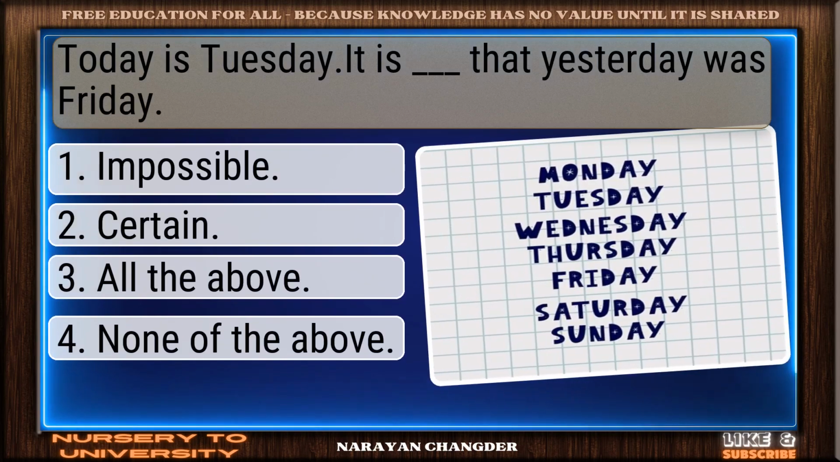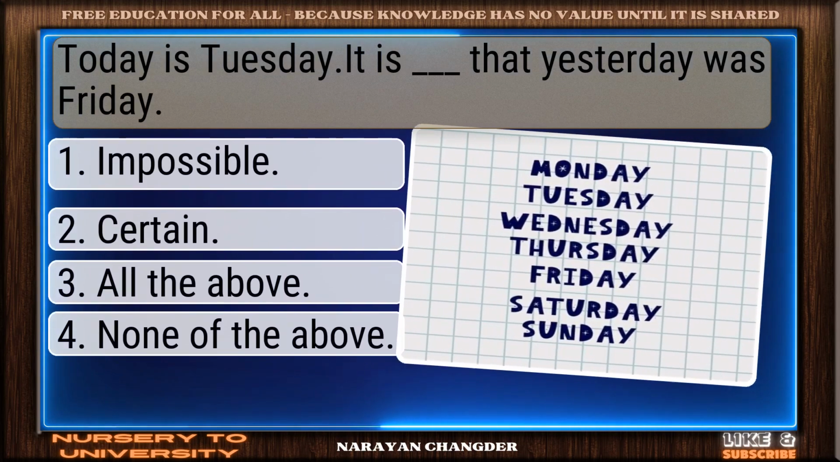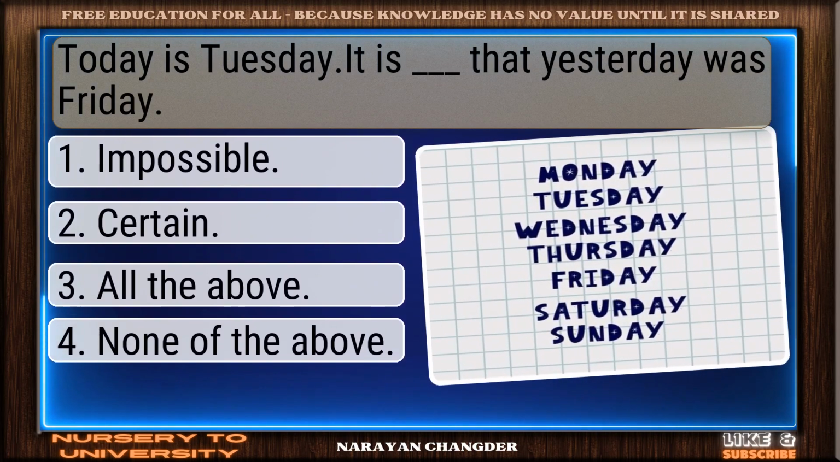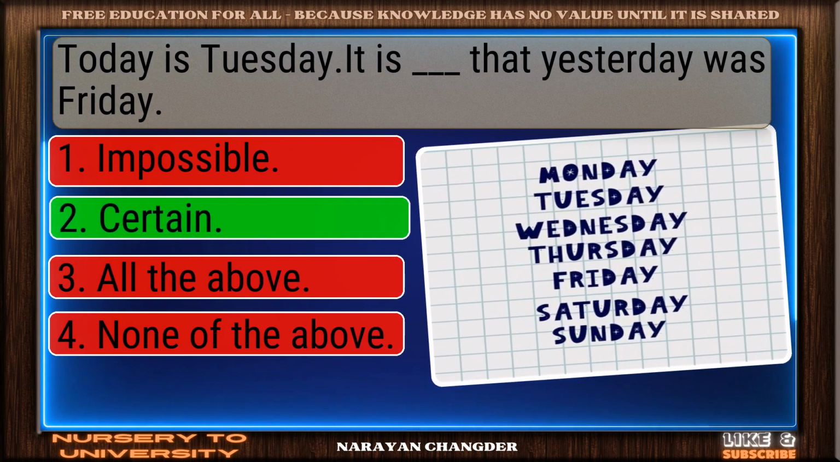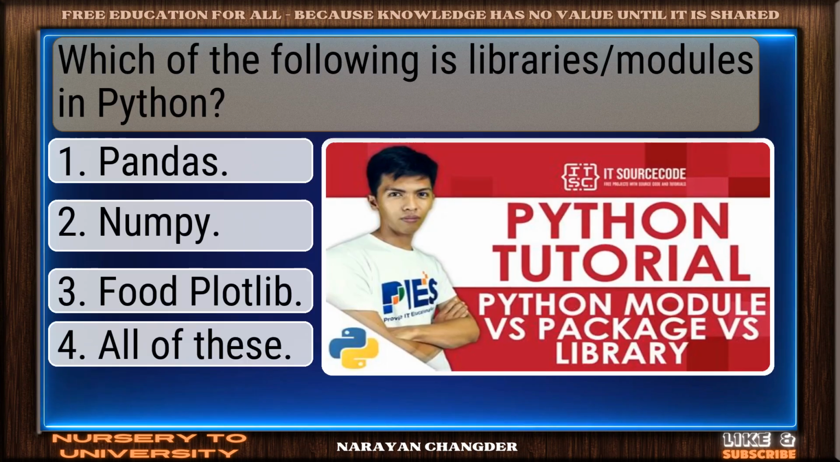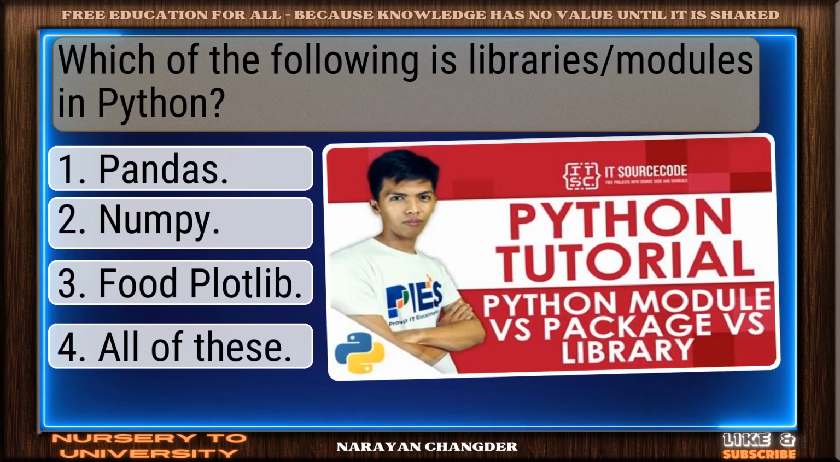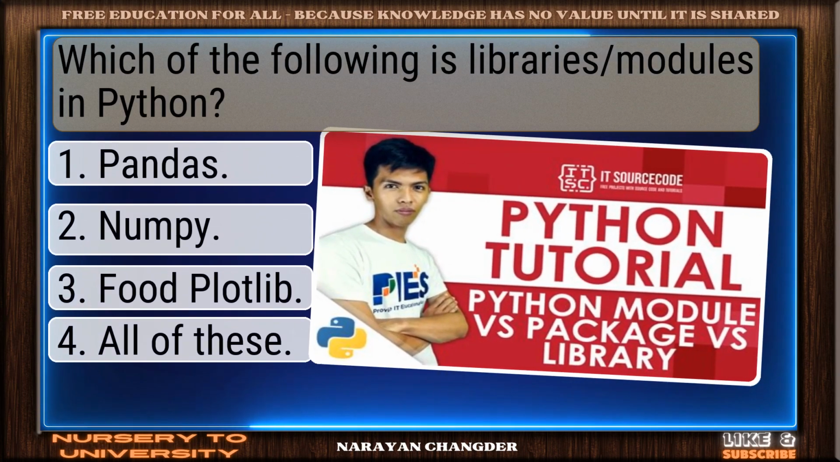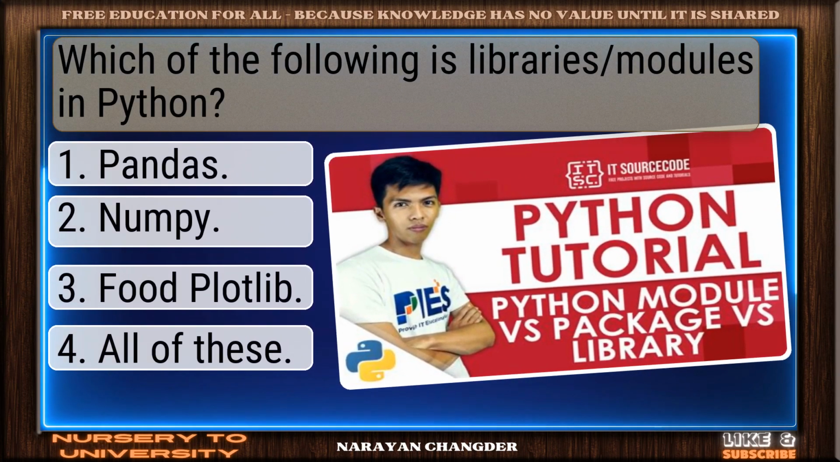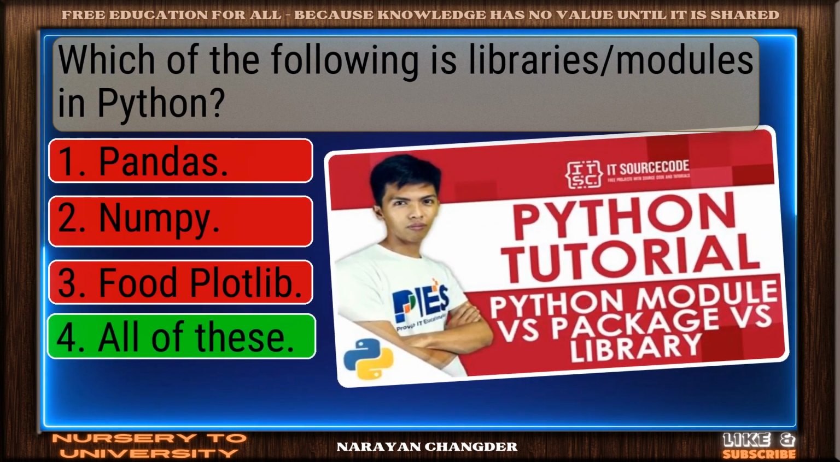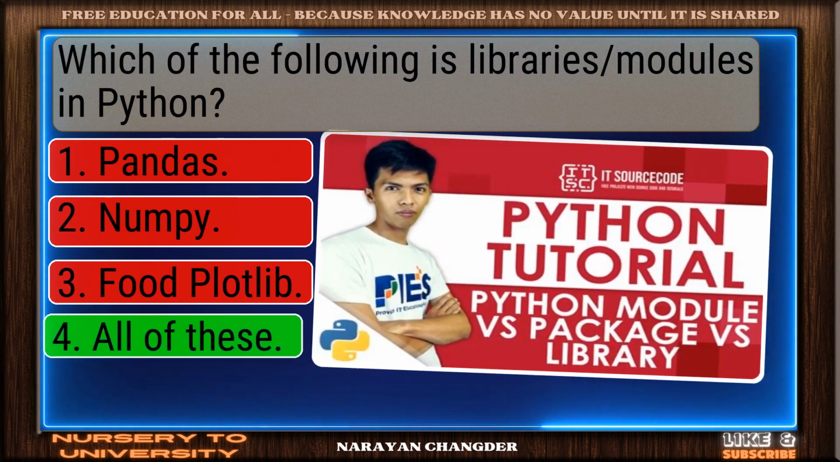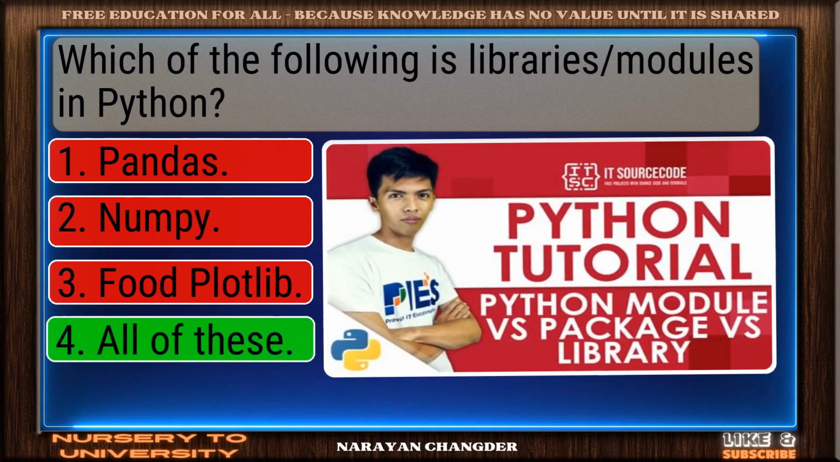Question number 144. Today is Tuesday. It is dash that yesterday was Friday. You got it. Your choice certain is right. Question number 145. Which of the following is libraries modules in Python? Strong choice. All of these is the right answer.